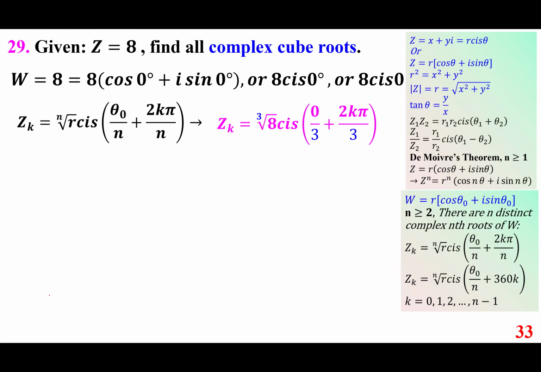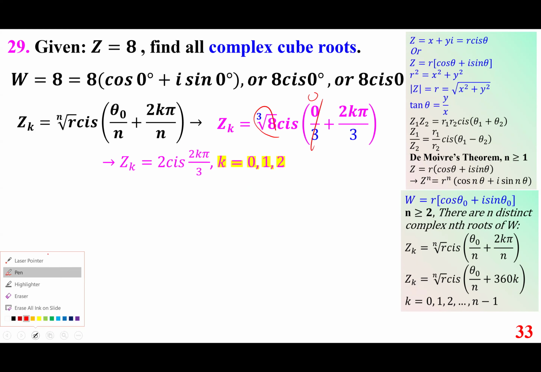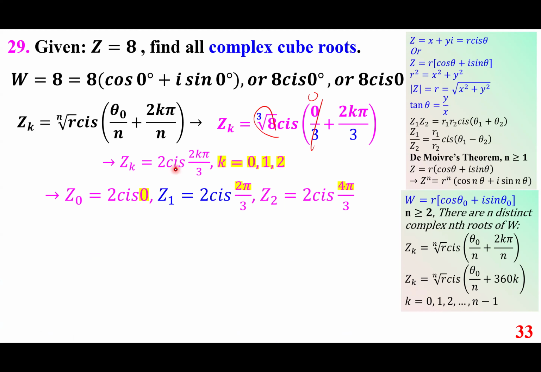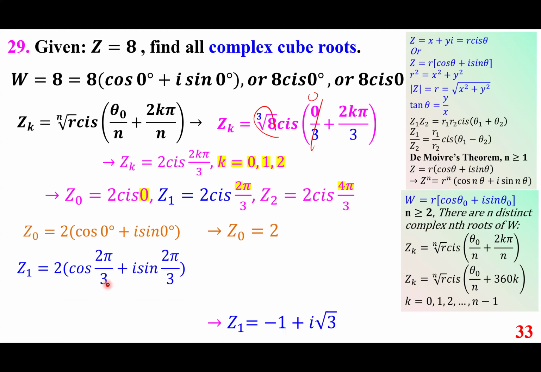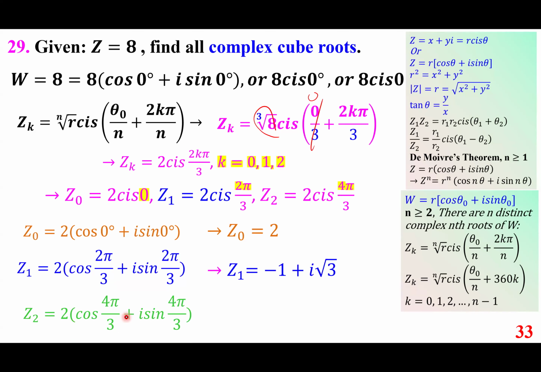In this case, 0 over 3, so this goes to 0, and cube root of 8 is 2. So all you have to do is replace this with 0, 1, 2. As you know, this becomes 2. You can work it out: 2 cosine 0 and sine 0. This is 1, this is 0, and we get 2. If you plug in 2 pi over 3, you end up with negative 1 plus i square root of 3. And if you put 4 pi over 3, you get negative 1 minus i square root of 3.